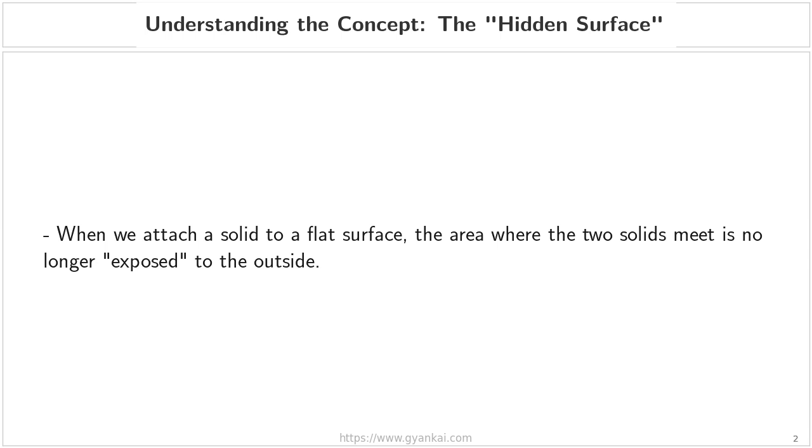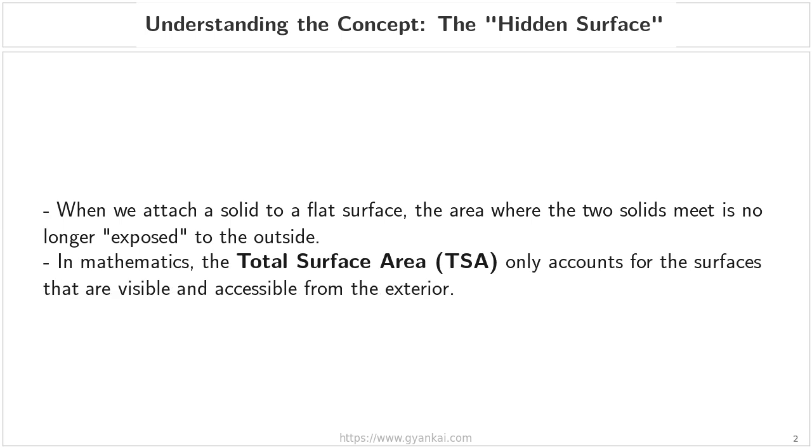Now that we've introduced the topic of solids fixed onto flat surfaces, let's dive into the core concept that will guide our entire calculation. This is what I call understanding the hidden surface. Think about it this way. When we attach one solid to another, the specific area where those two shapes meet is no longer exposed to the outside world. It's tucked away inside the structure. In mathematics, when we talk about total surface area, or TSA, we are strictly interested in the surfaces that are visible and accessible from the exterior.